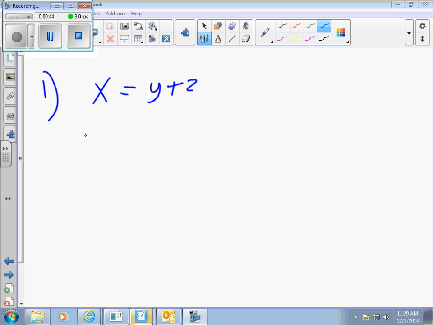Twice the first number is 4 less than 3 times the second. Well, here's 3 times the second. 4 less than that would be a minus 4. Since we have this solved for x, we can use substitution.